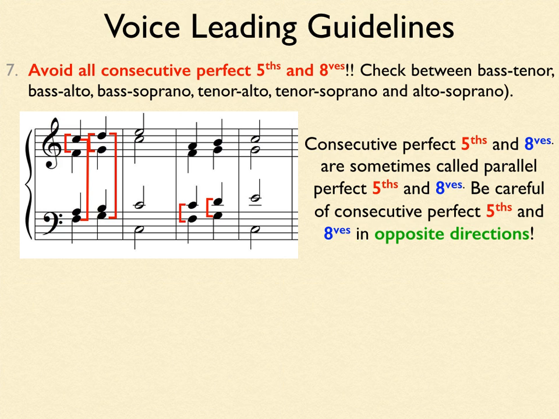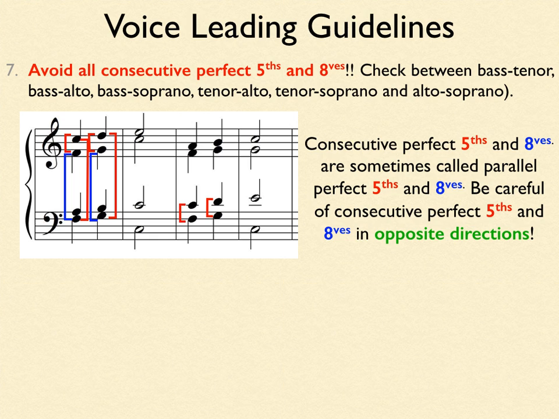In the third bar, you can see again there, maybe a bit easier to see this one, between the F and the C, between the bass and the tenor is a fifth, and again between the G and the D is a fifth. So again, there's consecutive perfect fifths. Okay, so again, you're trying to avoid that.